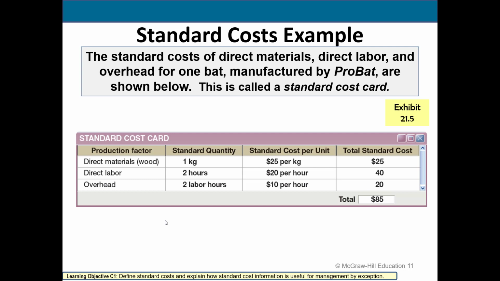This is a cost standard which includes direct materials, direct labor, and overhead to produce one bat. In the first column, we see a standard quantity. Direct materials is expressed in terms of kilograms, direct labor in hours, and manufacturing overhead also in hours. In the second column, we have the standard price or standard rate. And then finally, in the last column, we have the standard cost per unit. So multiply the standard quantity times the standard price to get the standard cost per unit.